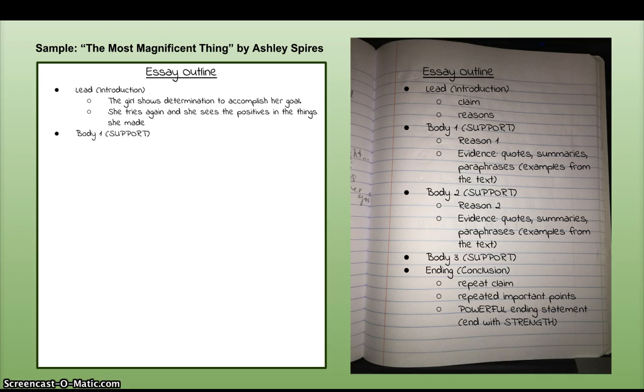Next, I need my body paragraph, my first support paragraph. So I'm going to go back to my first reason, she tries again, and I'm going to give 2 to 3 pieces of evidence from the story just to prove that this reason actually is in the story and I'm not just making it up. So here's one of my evidence. After the girl makes the first thing, she notices it's not right. She tosses it aside and gives it another go.